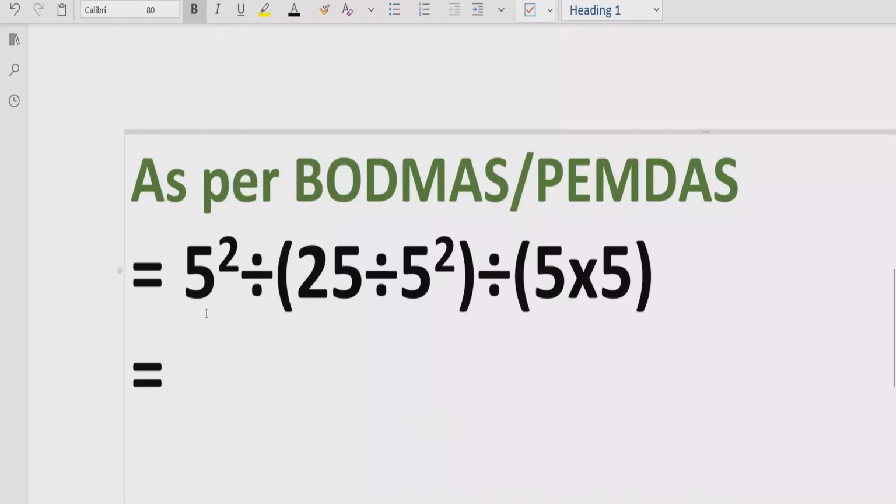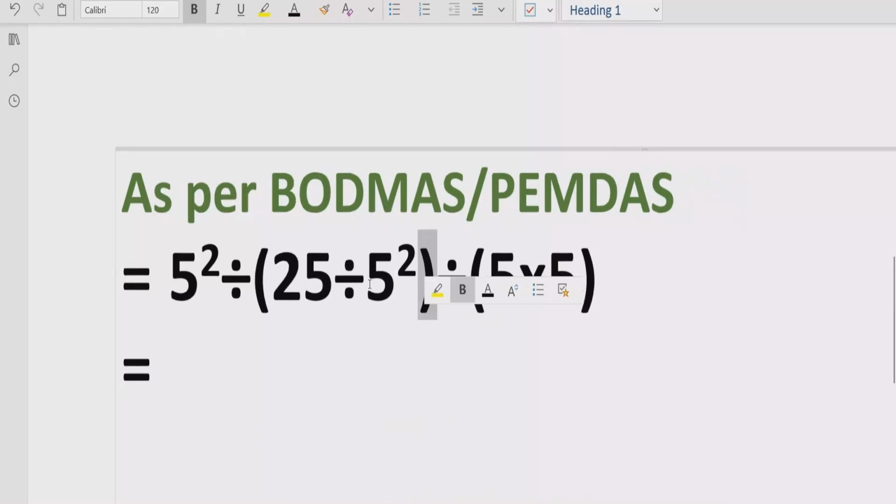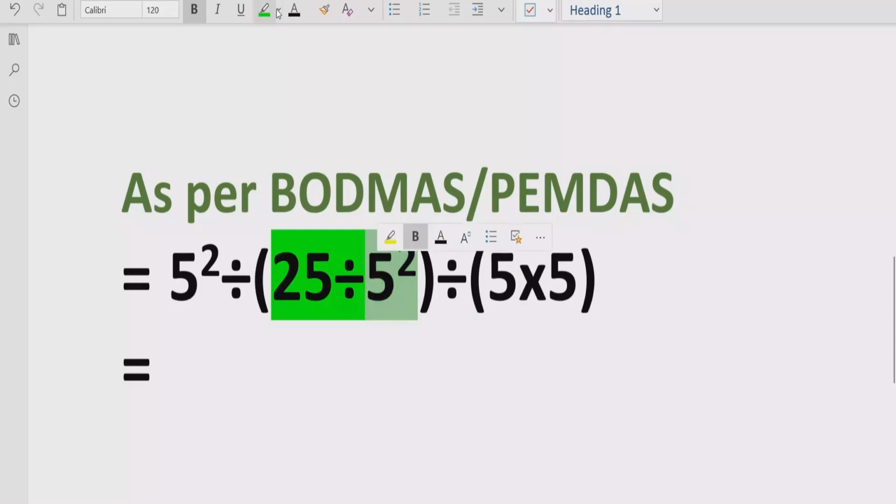According to the BODMAS and PEMDAS rule, first of all, we have to solve the bracket, which is this one and also this one. So here we have two brackets. First one, we have 25 divided by 5 raised to power 2. But inside the bracket, we have here two things. One is a number which has the power, this one, and other one is we have the division sign. So first of all, we have to solve this one, which is a number. First of all, we have to solve this, 5 raised to power 2.